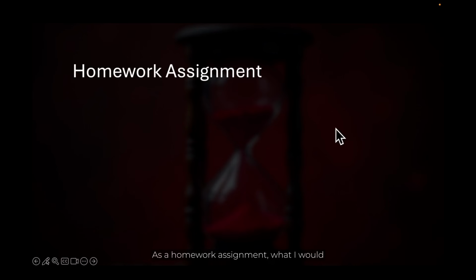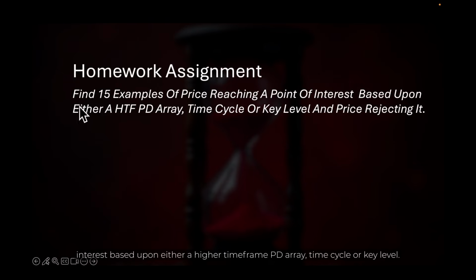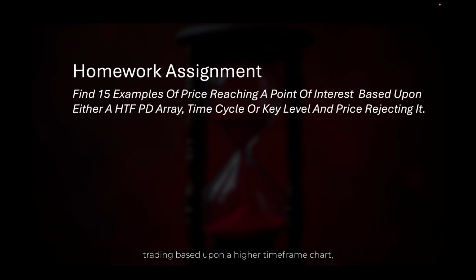As a homework assignment, I would like you to find 15 examples of price reaching a point of interest based upon either a higher time frame PD array, time cycle, or key level, and price rejecting it. Meaning, I would like you to begin training, based upon a higher time frame chart, your ability to recognize what points of interest are. Once you're able to recognize them and see these rejections taking place, you must understand that on the lower time frames, market maker models will present themselves.